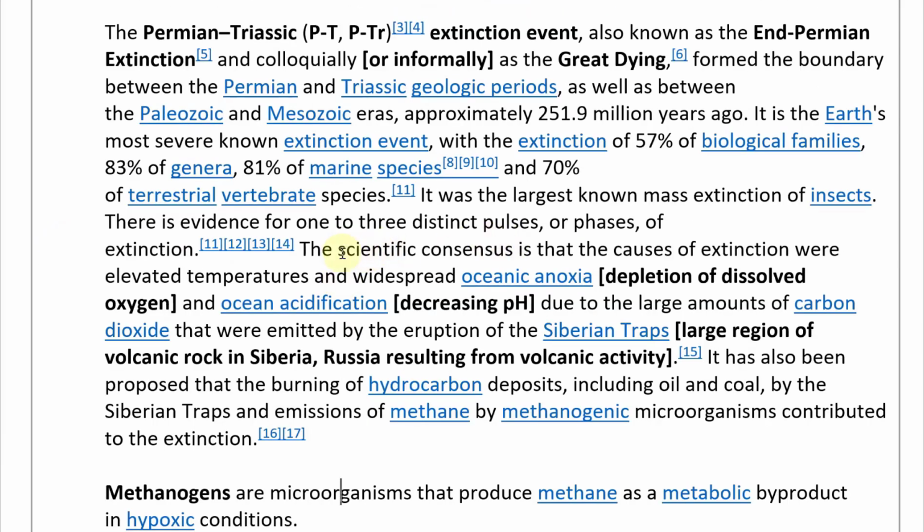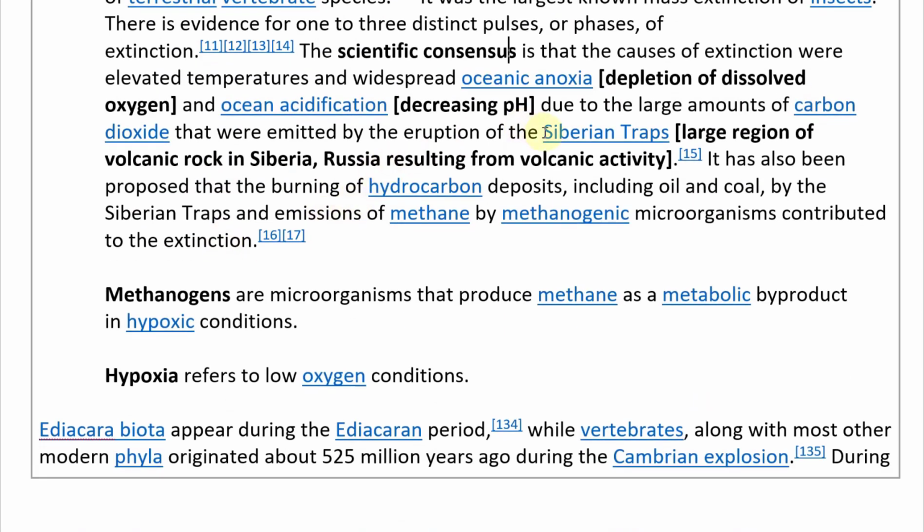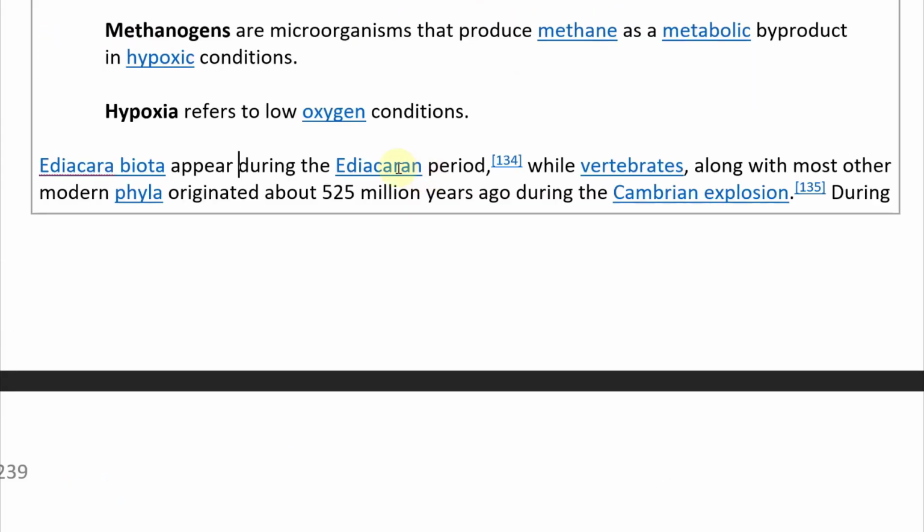So basically, going back to the quote, the scientific consensus is that the causes of extinction were elevated temperatures and widespread depletion of oxygen and acidification of the oceans, due to the large amounts of carbon dioxide emitted by the eruption of the Siberian traps, which is basically a lot of volcanic activity going on in Russia. Plus also the burning of hydrocarbon deposits, including oil and coal, by the Siberian traps and emissions of methane by these methanogenic microorganisms contributed to the extinction. It's very interesting.